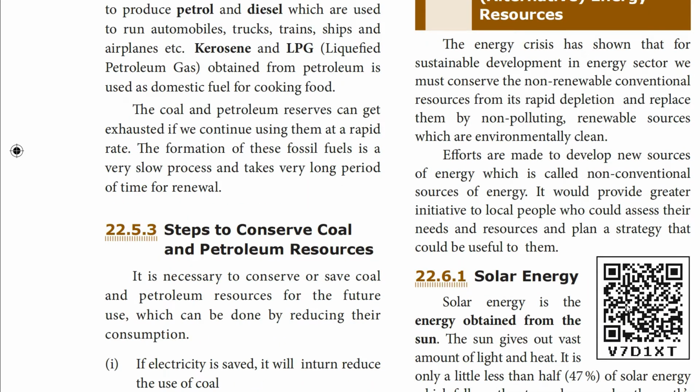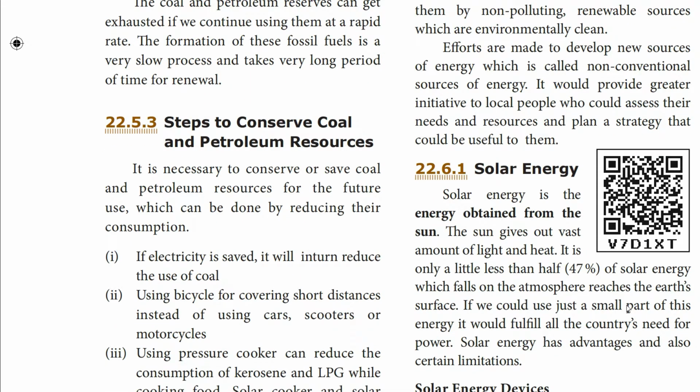Solar energy. Solar energy is the energy obtained from the sun. The sun gives out a large amount of heat and light. Only 47% of the solar energy that falls on the atmosphere reaches the earth's surface. If we could use just a small part of this energy, it would fulfill our country's complete energy need for power. So solar energy has advantages with certain limitations.